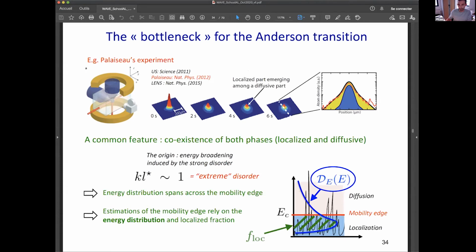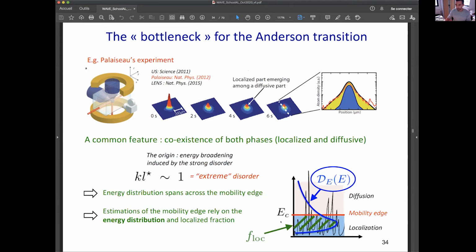a very large energy spread of the atoms that spans across the mobility edge. That means you expect a part of the atoms that are high energy and that will start to be diffusive, and a part of low energy that are localized. So this is bad because, for instance, you can forget to look at the critical regime with this kind of system. If you don't solve this problem, it's impossible to look closely at what's going on there.